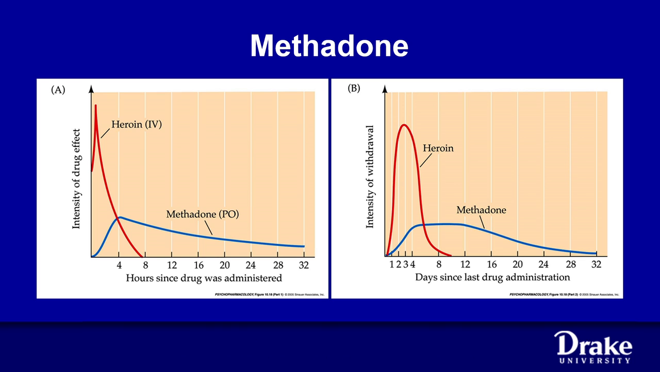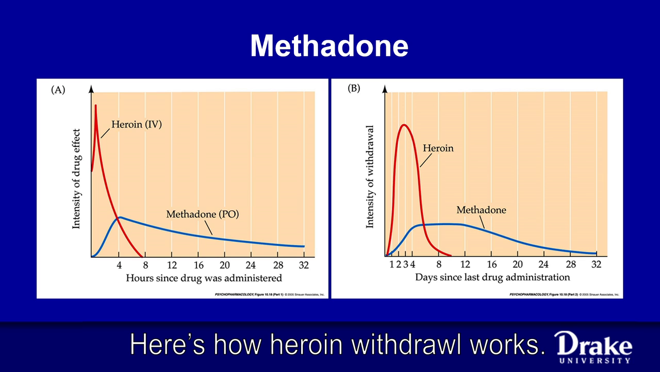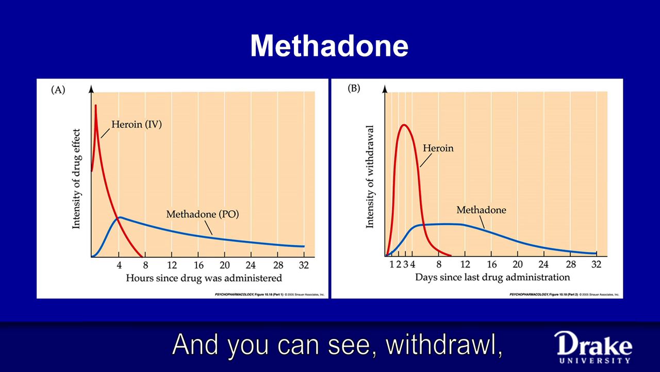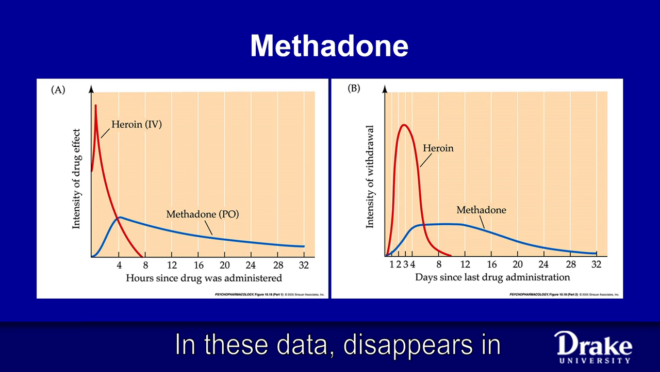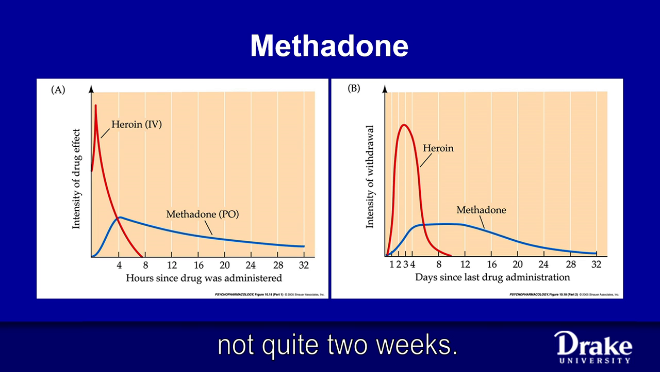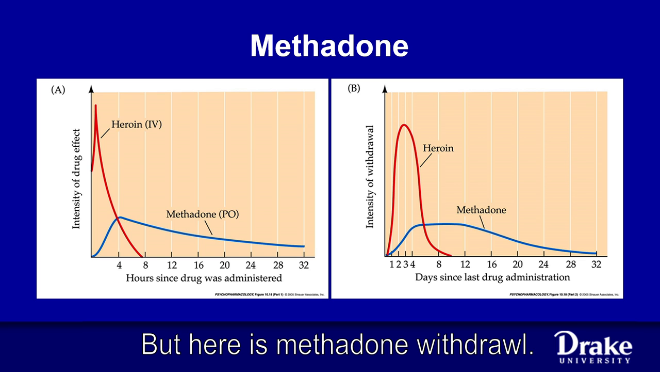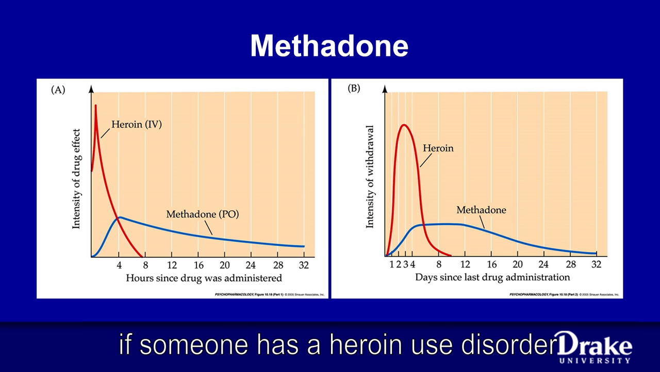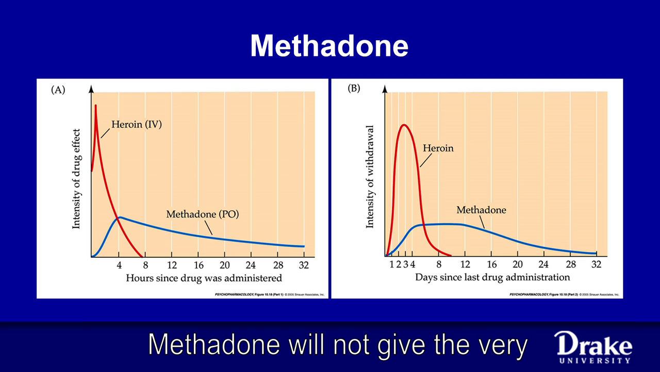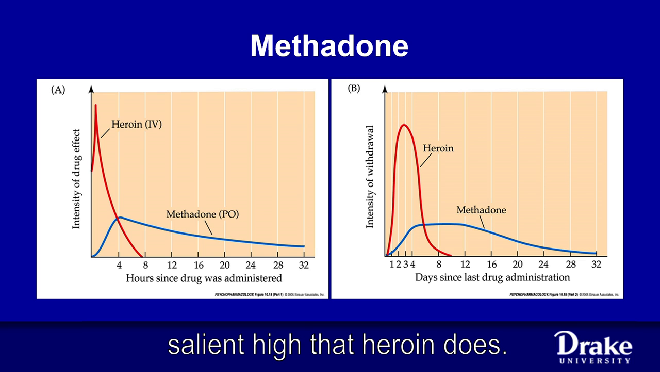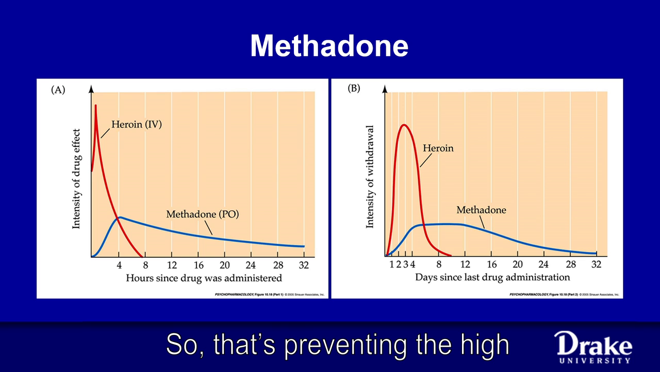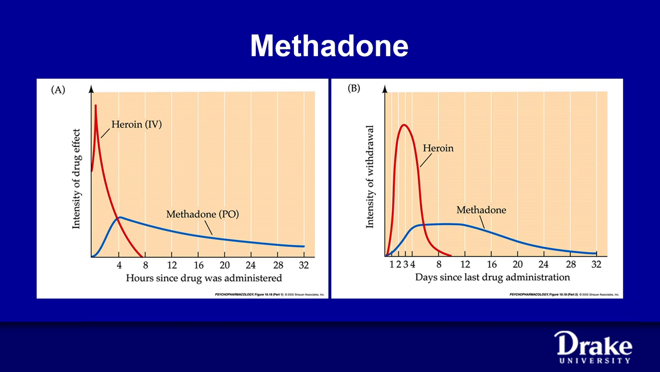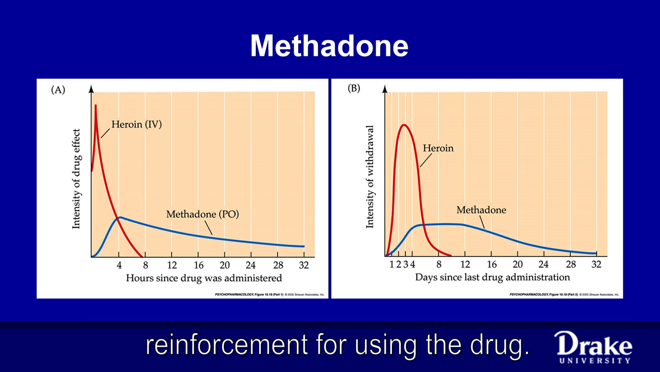Now look at withdrawal. Here's how heroin withdrawal works, and you can see withdrawal, if nothing is done, disappears in not quite 2 weeks, a little more than a week. But here is methadone withdrawal, much slower developing. So what happens is if someone who has a heroin use disorder can be given methadone, methadone will not give the very salient high that heroin does. So that's preventing the high and taking away that positive reinforcement for using the drug.